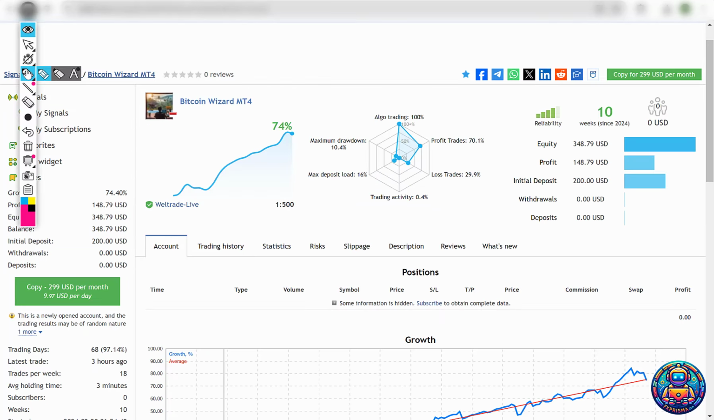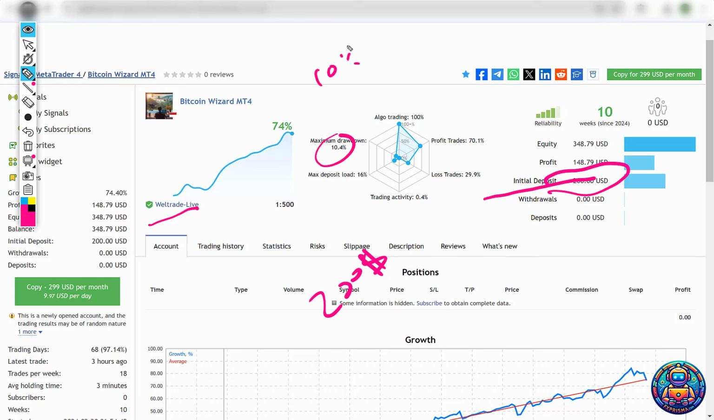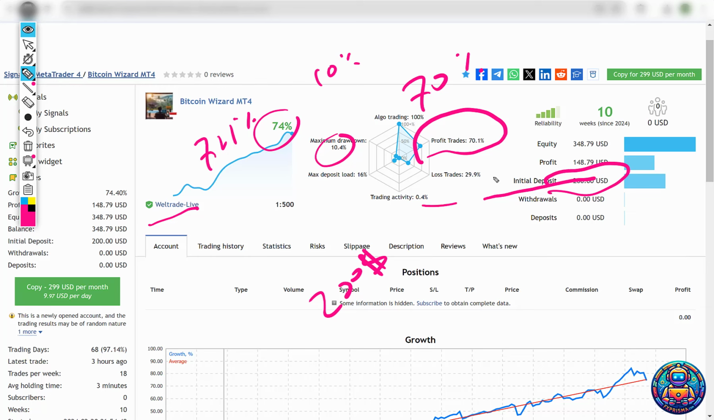For the live result, the first thing you can notice is that this is a real account. This is a very good indicator. He only deposited 200 US dollars. So despite his low balance, the drawdown has been only 10% maximum, and he made 74% profit. Now the probability of winning trades is 70% and losing trades almost 30%.